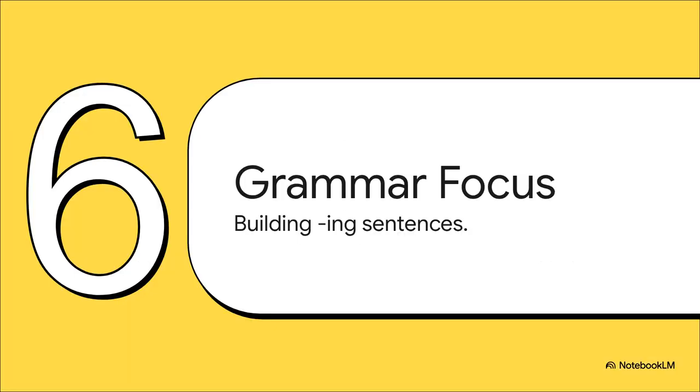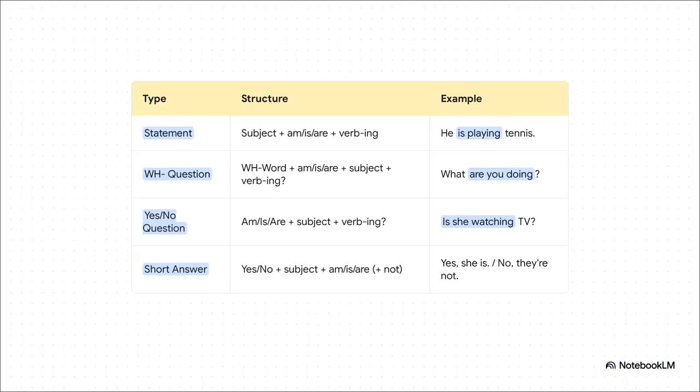All right, let's get into the nitty-gritty. Let's zoom in on the grammar itself. We've seen it in a bunch of examples, so now let's actually break down the structure, the rules for building these sentences and questions correctly. Okay, this table right here, which is from page 27 in your book, is basically your roadmap, your guide. So for a simple statement, the formula is subject plus the verb to be, that's am, is, or are, and then your main verb with ing on the end. Super simple. For example, he is playing tennis.